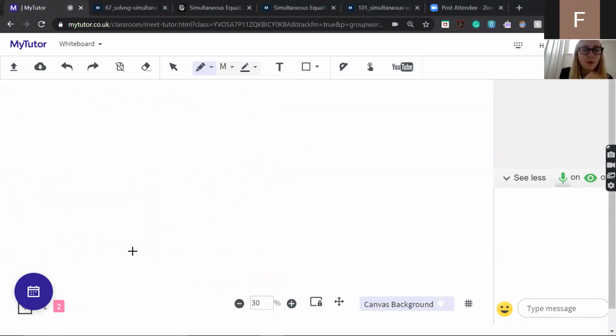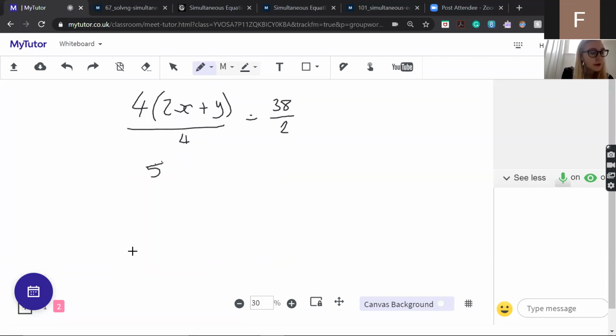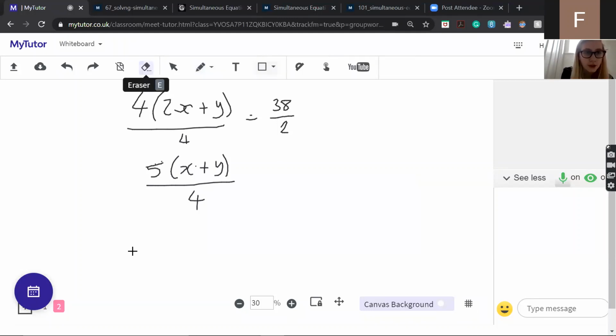Cool. So let's have a go at this. So it is 4 lots of 2x plus y over 4 equals 38 over 2, and 5 lots of x plus y over 4. I'm actually going to change this slightly, just because I want to prove another point. I'm going to make this minus 5 lots. It might make the answer worse, but over 4 equals 70 over 3.